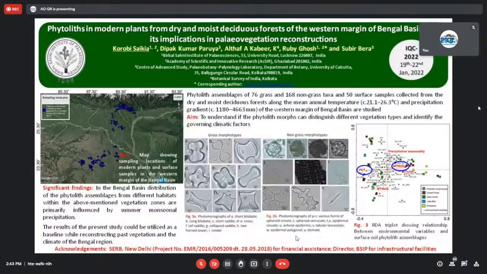And here we can also see that the phytolith assemblages collected from the forest are more dominated in the first axis, and as we go towards the left-hand side, we see that grassland samples are more dominated. So from here we can conclude that the distribution of the different morphotypes, which have been collected from different vegetation types or within the forest, is mainly influenced by the summer monsoonal precipitation.